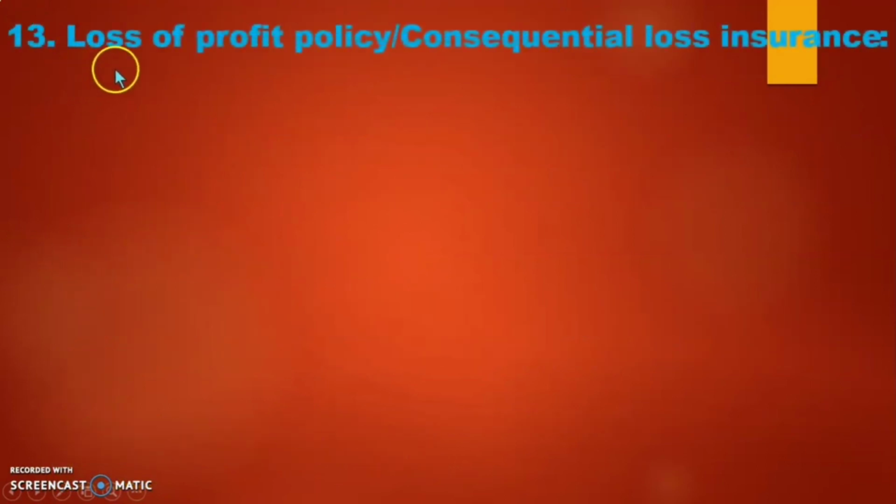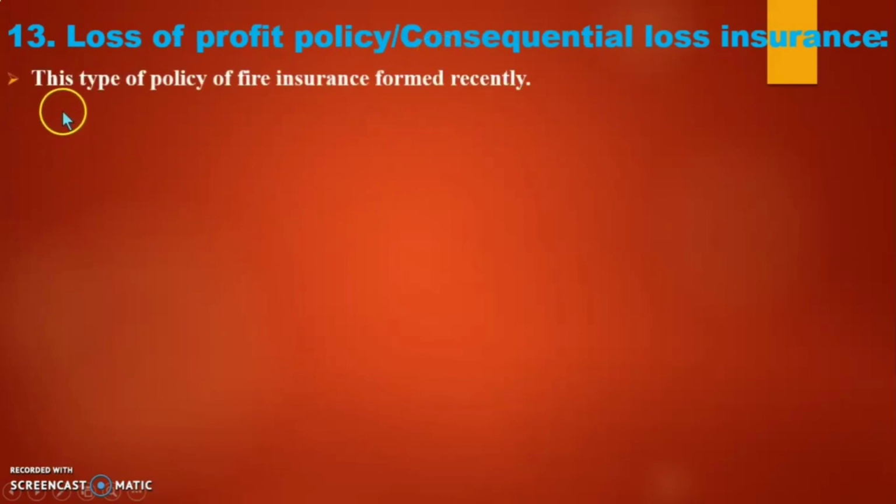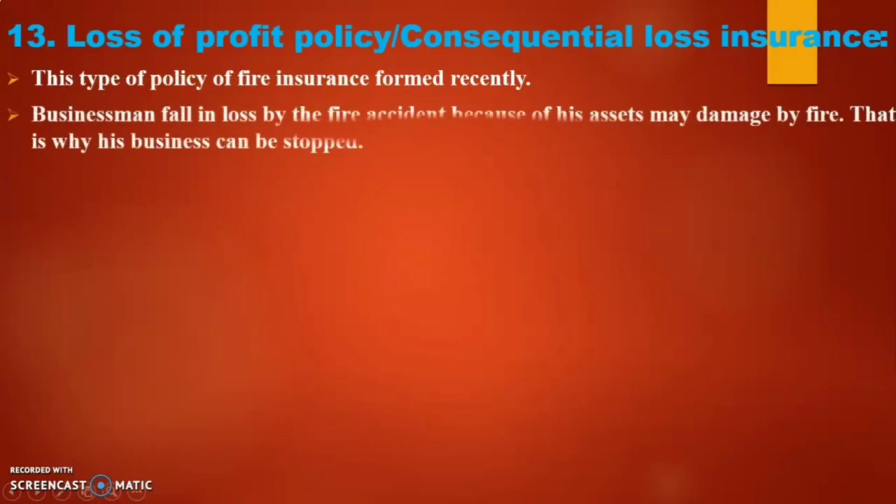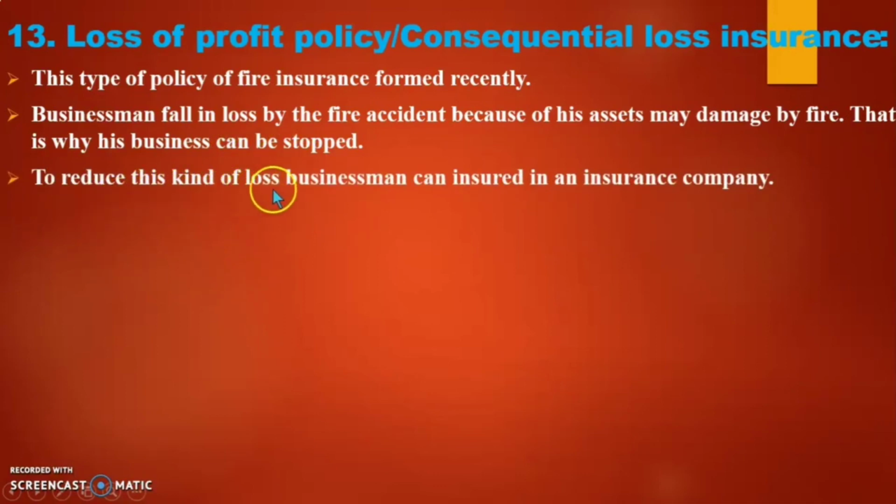Number 13, loss of profit policy or consequential loss insurance. This type of fire insurance policy was formed recently. Businessmen fall into loss by a fire accident because their assets are damaged by fire. That is why the business can be stopped. To reduce this kind of loss, businessmen can insure with an insurance company.